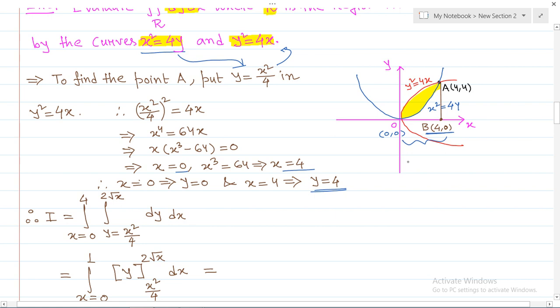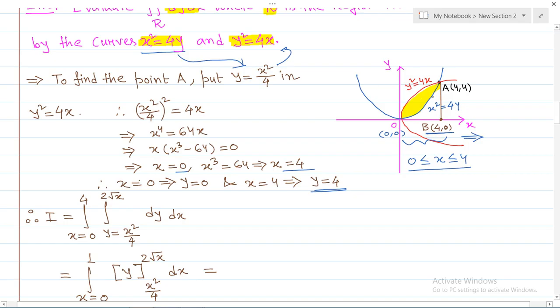So how can we identify the limit of x now? I have already told you that we have to measure x along the horizontal direction. For these 2 points, 0 to 4 comma 0, the x is lying, right? So 0 less than or equal to x less than or equal to 4. So this is the limit of x. So the x limit is becoming constant.